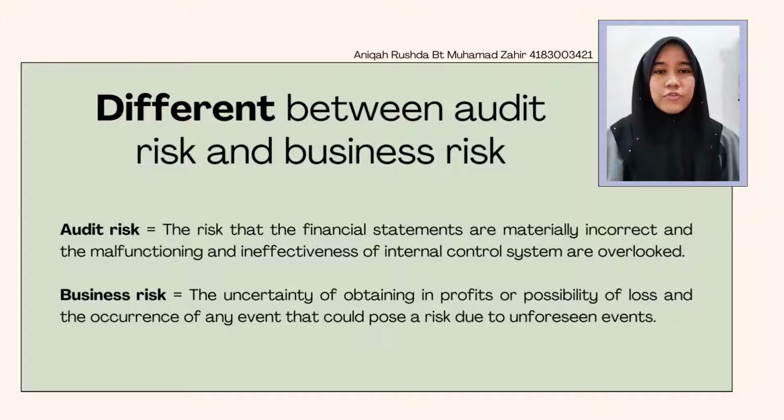Okay, let's take a look at the first one, which is audit risk. Audit risk is the risk that the financial statements are materially incorrect and the malfunctioning and ineffectiveness of the internal control system are overlooked, while the auditors form an opinion stating that the financial reports are free of any material error and a sound internal control system is in place.